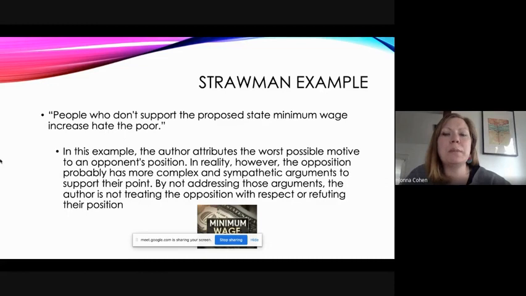People who don't support the proposed state minimum wage increase hate the poor. So we have a minimum wage. Right now it's only $7 an hour, but people make this minimum wage, and the argument is people who don't support increasing that amount must hate poor people. In this example, the author attributes the worst possible motive to the opponent's position. In fact, it's probably much more complicated than that, but if they make it that simple, then they're able to knock down that argument easier, right? They're saying they hate poor people. And they're like, hold on, that's not even what we're talking about, right? So they weaken their argument and they knock down that weak argument.